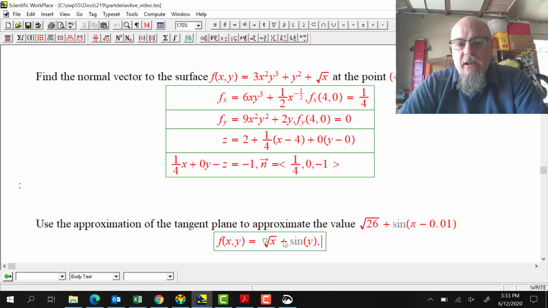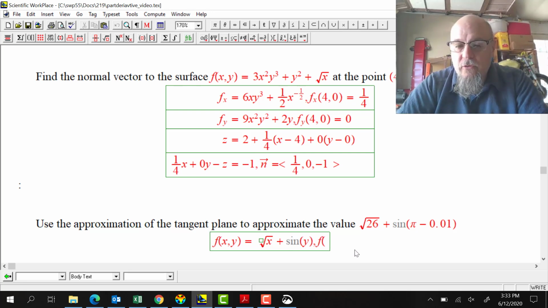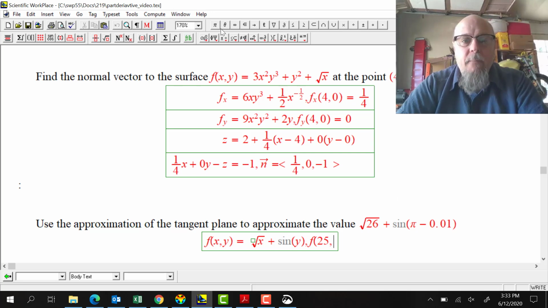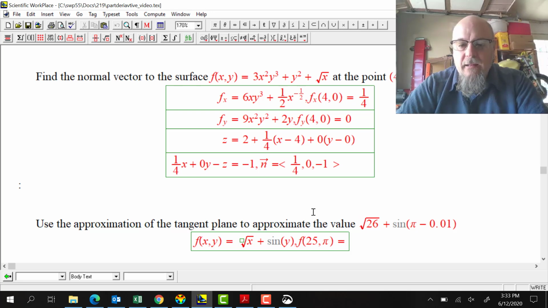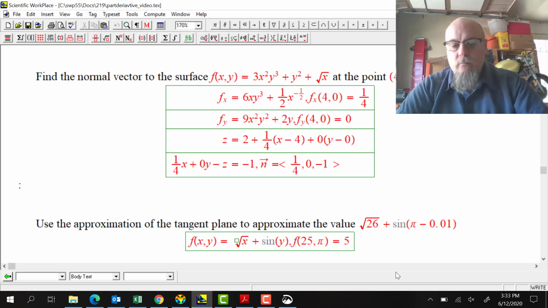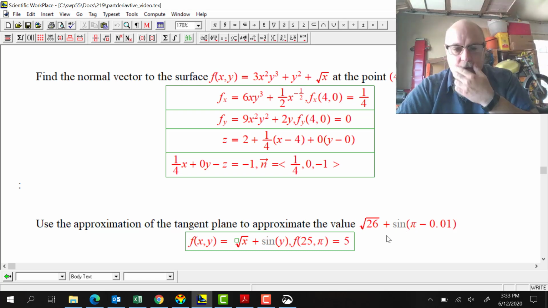144, because the square root of that is 12, but that's not close to the 26. So I'm going to pick a value close to the 26, whose square root I know, 25, and whose y value is close to pi, pi minus 0.01 pi. So I know this value exactly. That's 5. Square root of 25 is 5 plus sine of pi, 0.